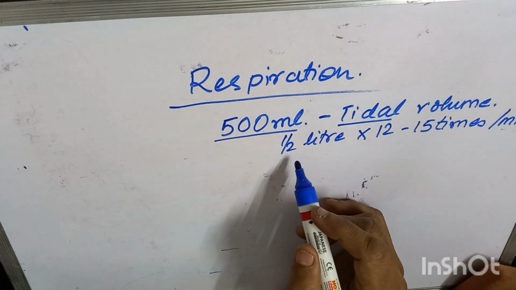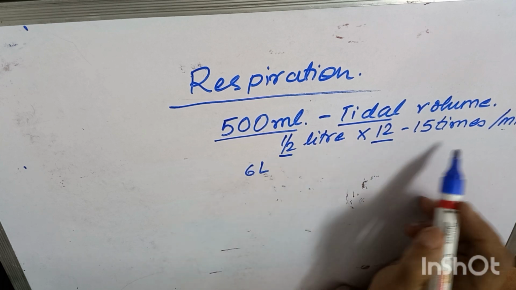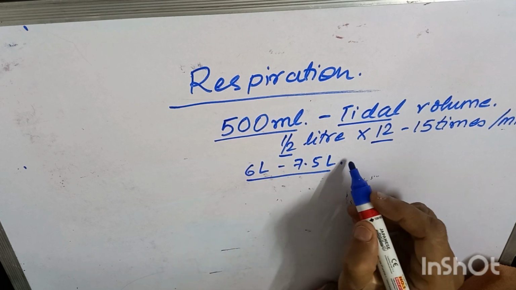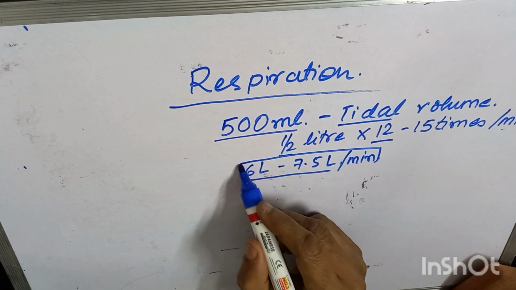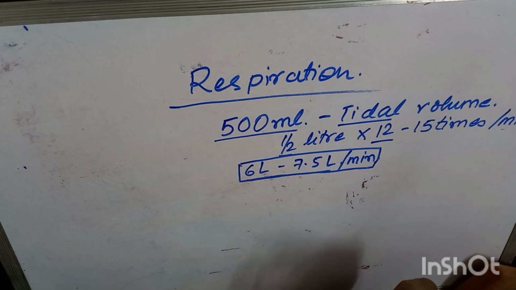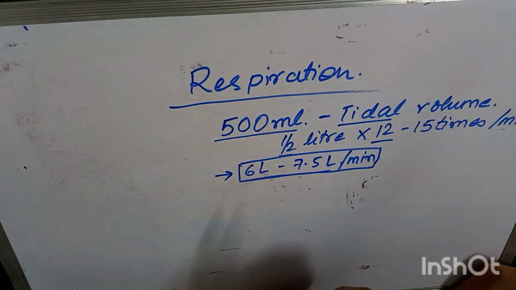If it is half a liter 12 times, it will be 6 liters. If it is half a liter 15 times, it will be 7.5 liters. This is the amount of air we put inside our body every minute while we are at rest. But while we are at work, say we are walking or jogging or doing some household work, then this volume of air will increase.